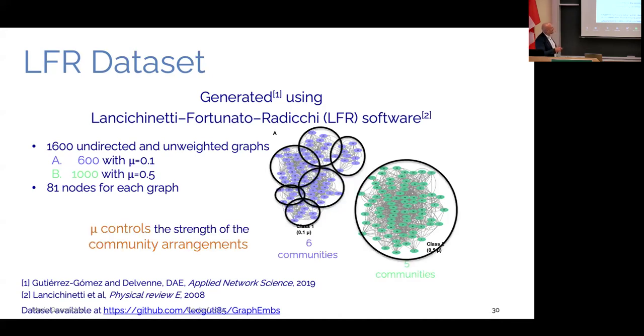For example, here we have 5 communities. Here the connections are much denser than here. Then we have 600 networks of this type and 1,000 networks of this type. And we want to see if we can build a machinery that can discriminate the two. So a classification algorithm that, given a new graph, can say whether it is of this type or the other type.